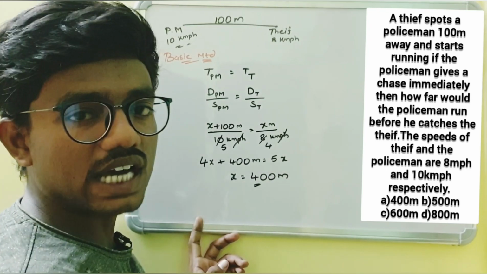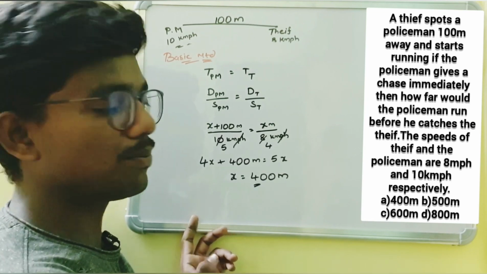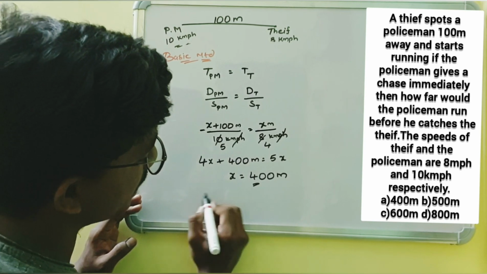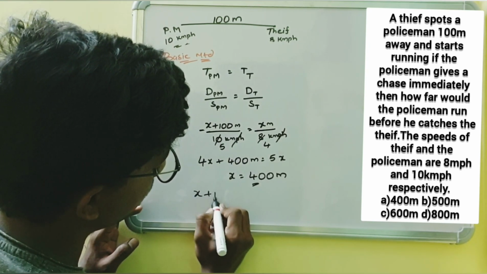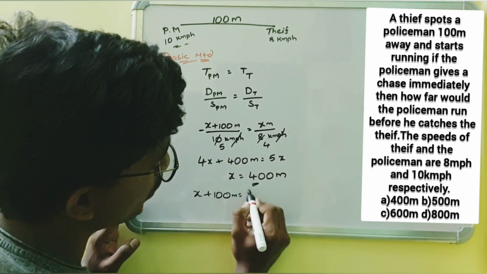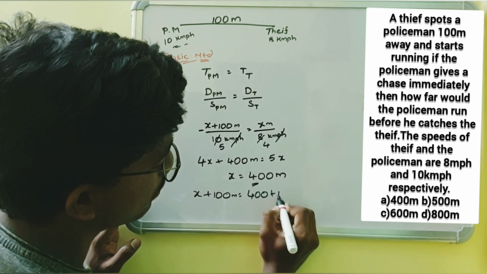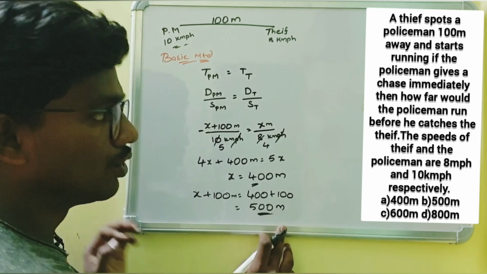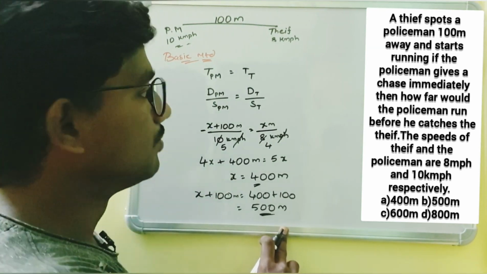But in the question it is asked what is the distance travelled by the policeman. So the distance travelled by the policeman is x plus 100 meters. So x plus 100 meters is nothing but 400 plus 100, which is 500 meters. So option B is our answer.